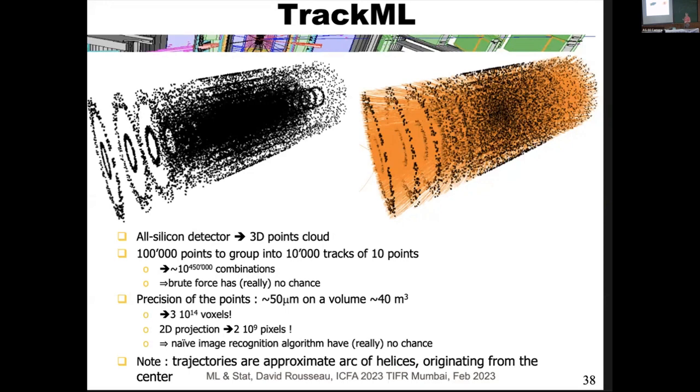The one thing which saves us is that what we want to reconstruct are very specific features. A trajectory is, as you know very well, an arc of a helix in space with an axis which is parallel to the z-axis, even though the magnetic field is not perfectly solenoidal, so you have some effect due to this.